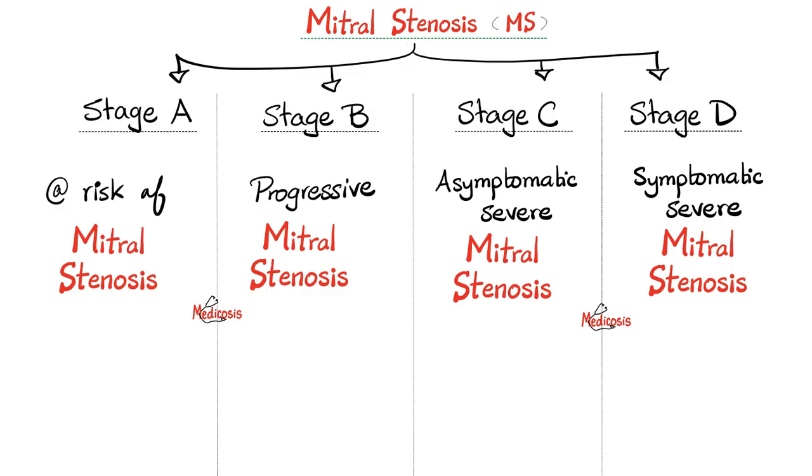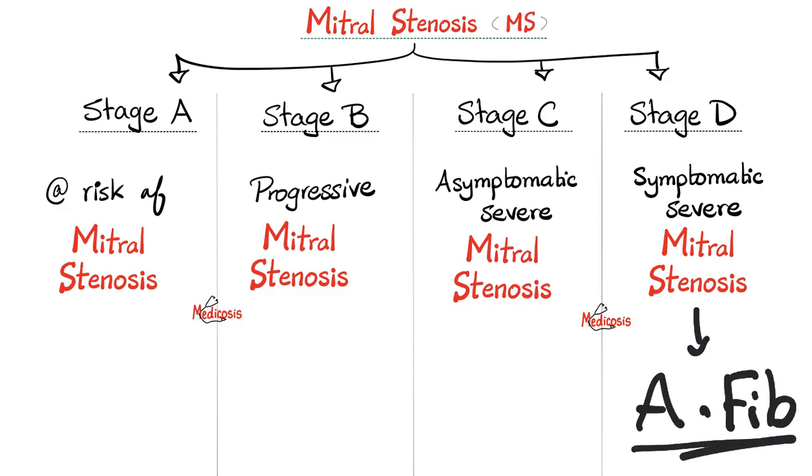What are the stages of mitral stenosis? We have stage A, stage B, stage C, and you will never imagine, stage D. Stage A, I'm just at risk of mitral stenosis. Stage B, I have progressive mitral stenosis. Stage C, I have asymptomatic severe mitral stenosis. It is severe, but I have no symptoms yet. Stage D, symptomatic severe mitral stenosis. And when the mitral stenosis is symptomatic and severe, you can bet the rent money that this patient will have atrial fibrillation. Not in 100% of cases, but in most cases. Never ever forget this. More on that later.